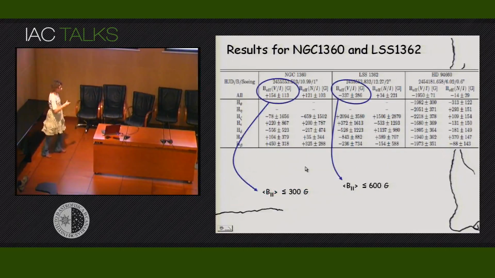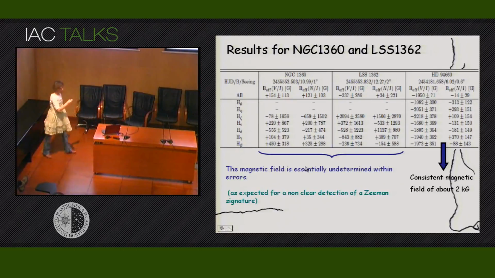bars. And using all spectral lines together consistently, we get results that, for example, for NGC 1360 is plus 100 plus or minus 100. And this one is 300 plus or minus 300. So the magnetic field is null within errors. Just here to compare with the magnetic star, for which we inferred 2 kilogauss plus or minus 71 gauss. So it's a clear detection.